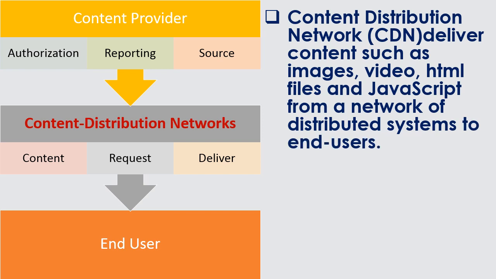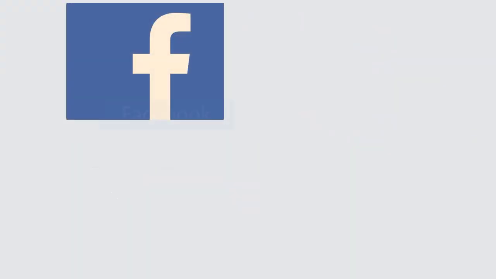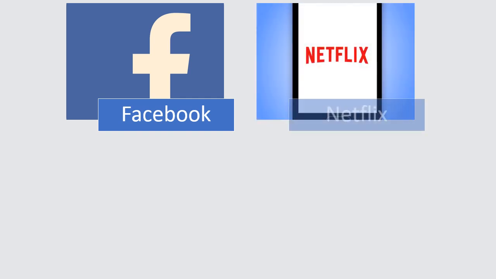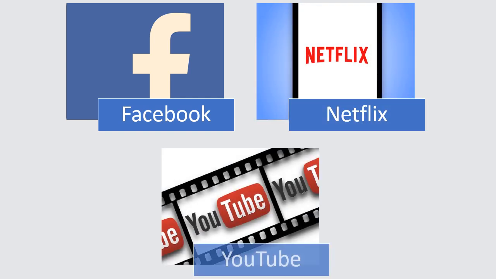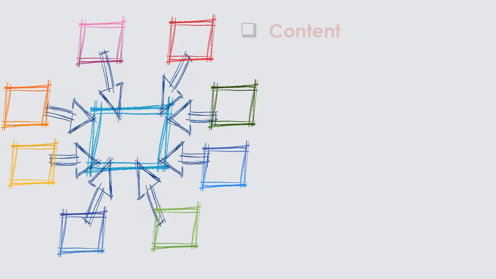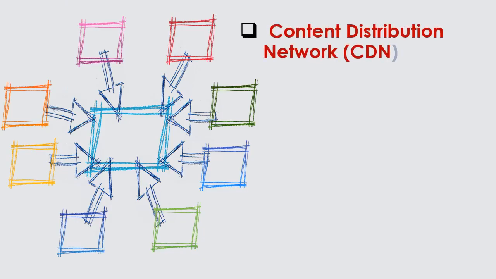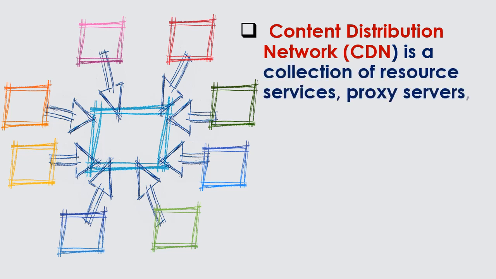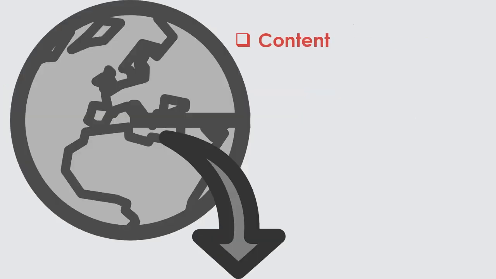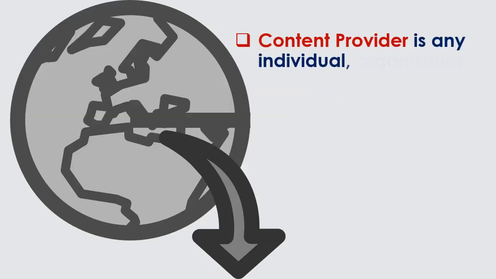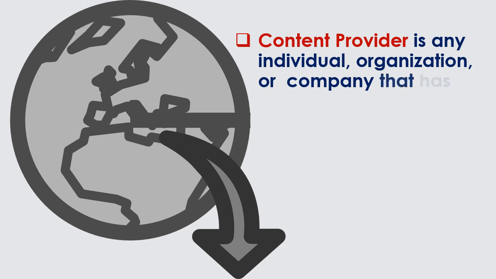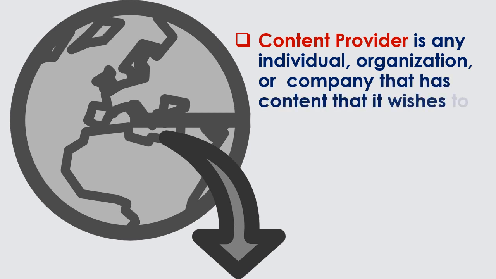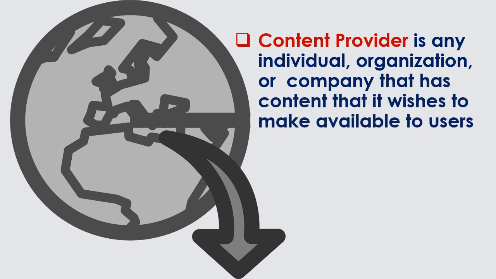to end users. Facebook, Netflix, and YouTube use content delivery networks to serve the billions of users who request data from their servers. A content distribution network, CDN, is a collection of resource services, proxy servers, and data centers that are deployed. A content provider is any individual, organization, or company that has content that it wishes to make available to users.